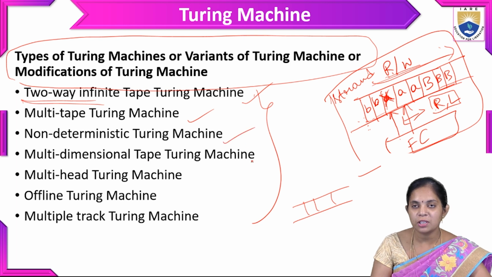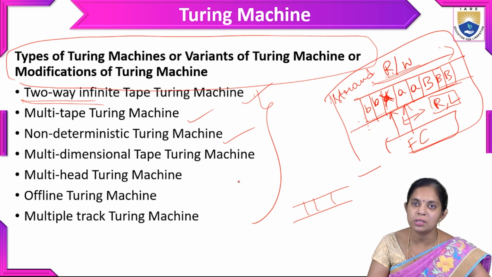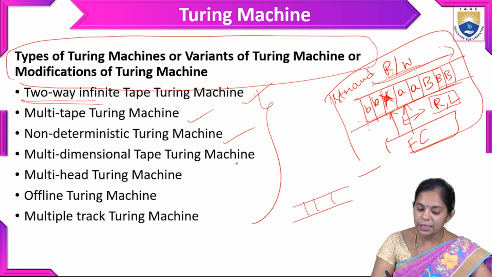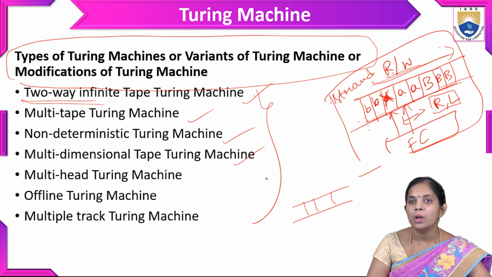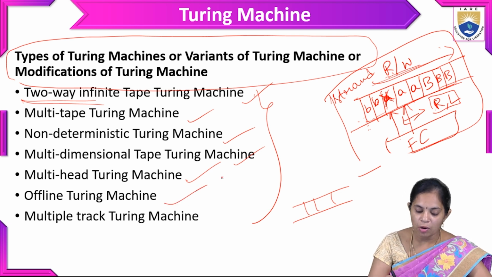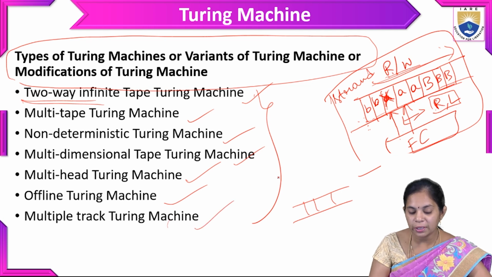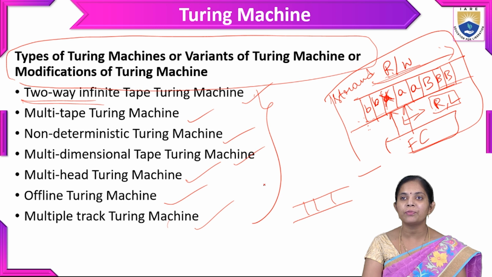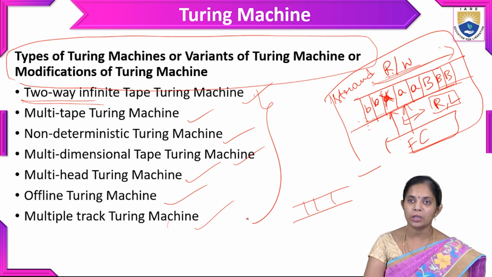And non-deterministic Turing machine. Non-deterministic means that for one state we have multiple choices. So we will discuss that, and the multi-dimensional tape Turing machine. We only saw the two-dimensional one just now, and we will see how the multi-dimensional one works. And the multi-head Turing machine, in which we have multiple heads that can control the tape. And the offline Turing machine and the multiple track Turing machine. So these are the variants, types, or modifications of the Turing machine.